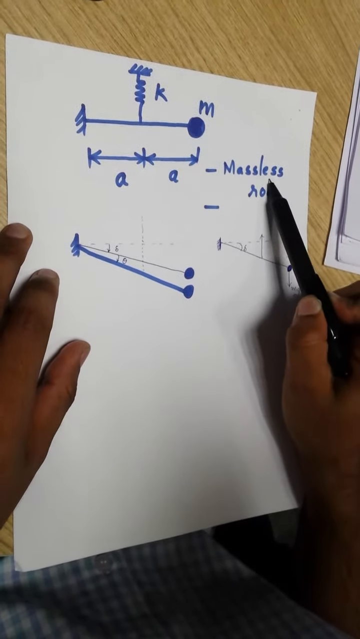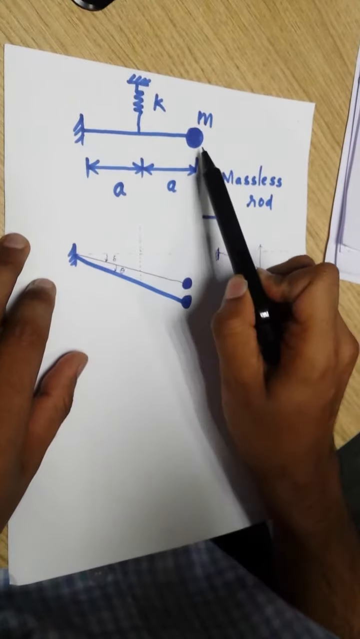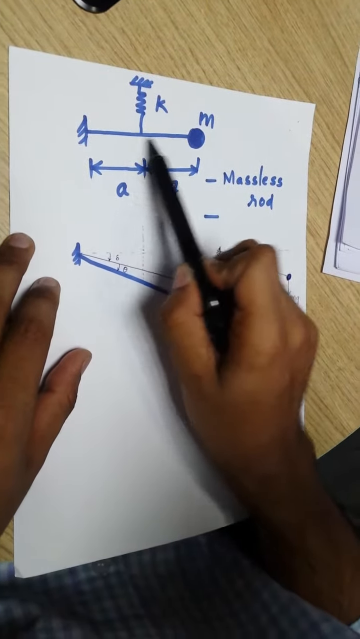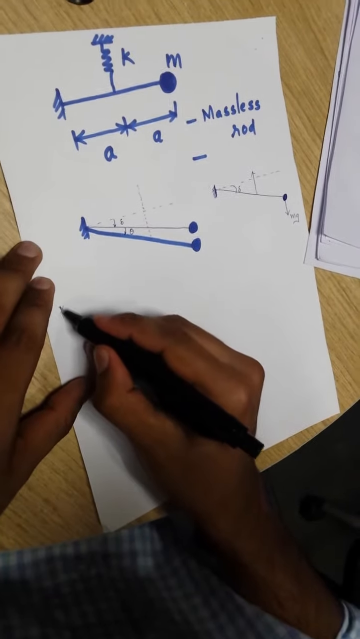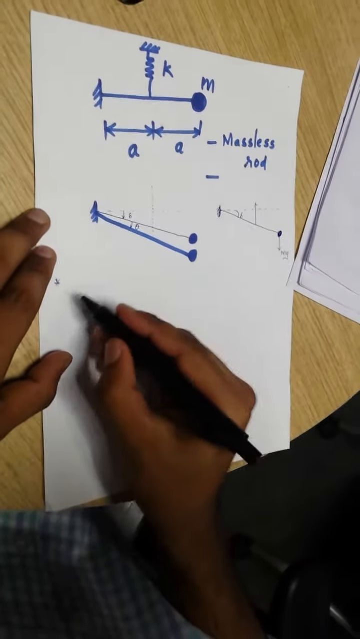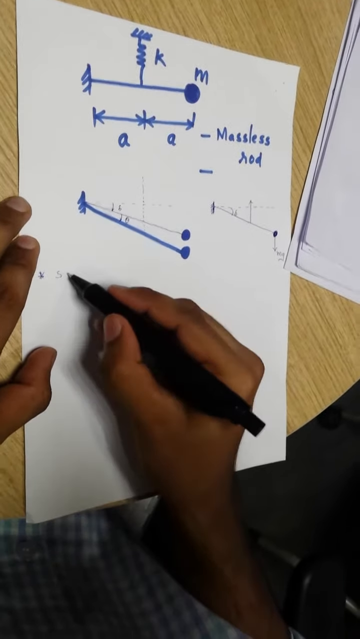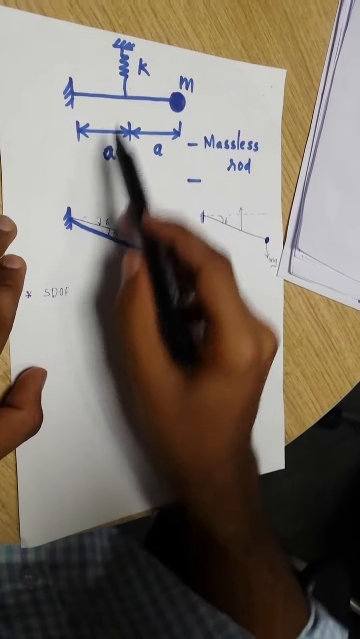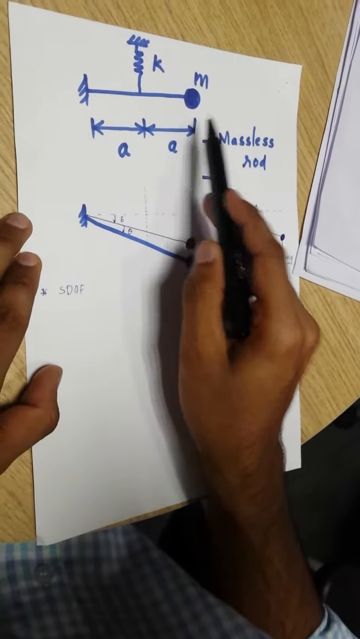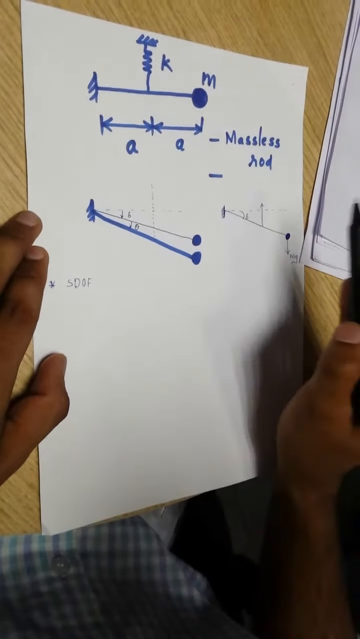Important thing is this is a massless rod, so there is no mass moment of inertia of the object for this portion. The first question that you should ask when you start doing a vibration problem is how many degrees of freedom. This is pretty obvious. This is a single degree of freedom system, because once we know the inclination of this particular bar, the total system is defined. We don't need any other parameter.